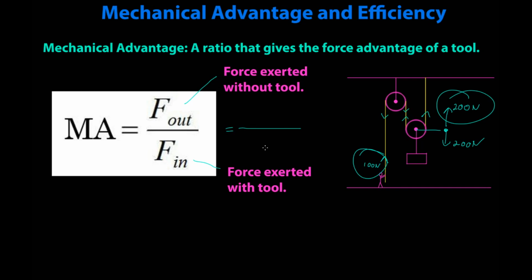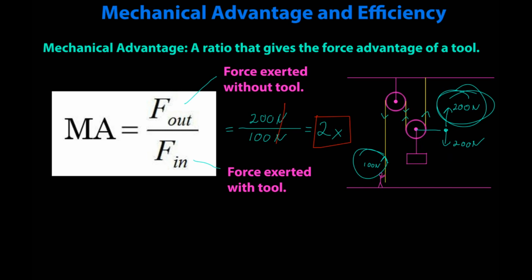So if I took a look at my mechanical advantage formula, force in is the force exerted with the tool. So with the tool, this person is exerting 100 newtons. However, if this person did not have the tool, they would have to exert 200 newtons to lift the box. So the force out is 200 newtons. Newtons would cancel, and therefore the mechanical advantage of this would be 2. In other words, he's getting twice the amount of force out that he is putting in.